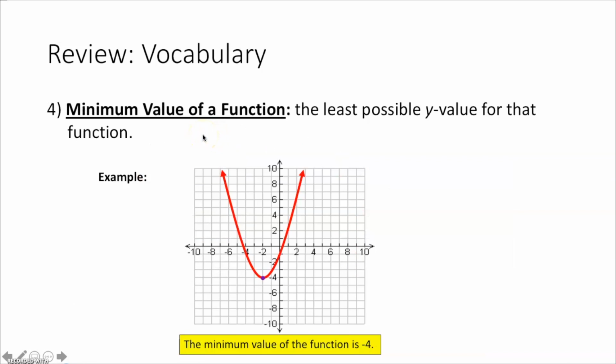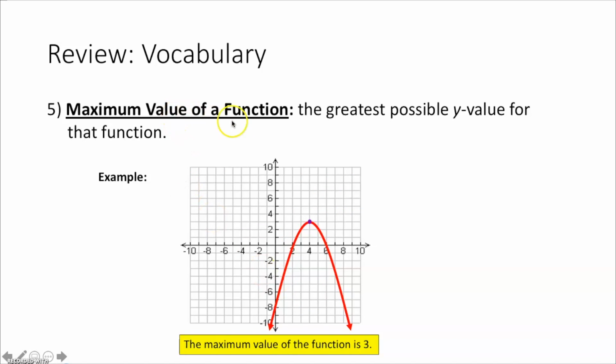Now, a minimum value of a function is the least possible y value for that function. So if we're talking about quadratic functions, it would be the y value of your vertex if your parabola opens upward. So here you can see this parabola continues upward forever. So it's not going to have a maximum, but this function will have a minimum, and it's going to be the y value of your vertex down here. In this case, -4.